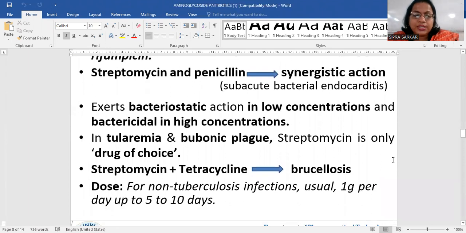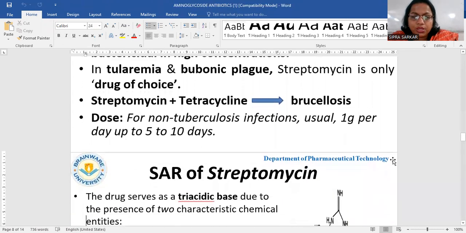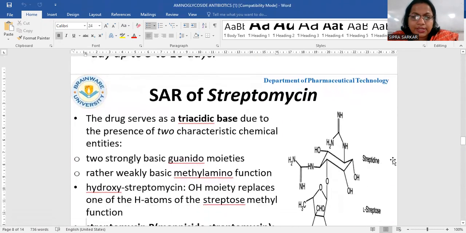In tularemia and bubonic plague, this drug is the drug of choice. Brucellosis is also one of the infections that is cured by this important drug. For detailed information on these infections, you can go to the website also. For non-tuberculosis infection, usually 1 gram per day for 5 to 10 days you have to take.